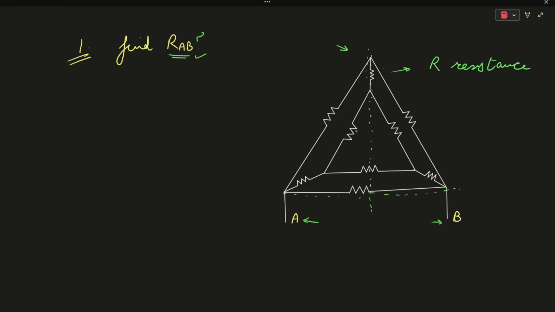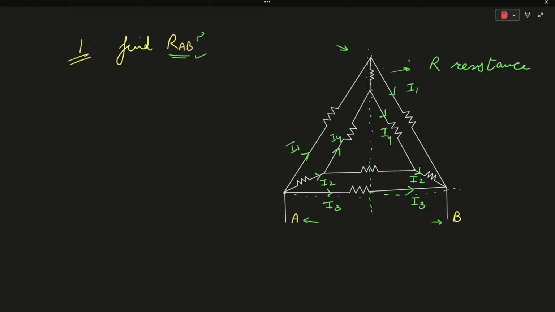Let's say the current flowing from this branch is I1. It means that the current flowing in its mirror branch will also be equal to I1. Similarly, if the current flowing from this branch is I2, the current flowing from its mirror branch will also be equal to I2. Similarly, if this current is I3, then this current will also be equal to I3. And if this current flowing from here is I4, then the current in its mirror branch will also be equal to I4.